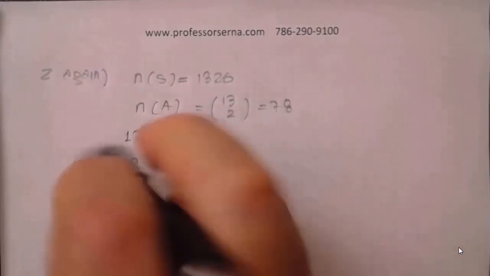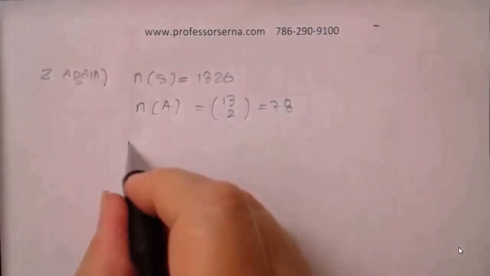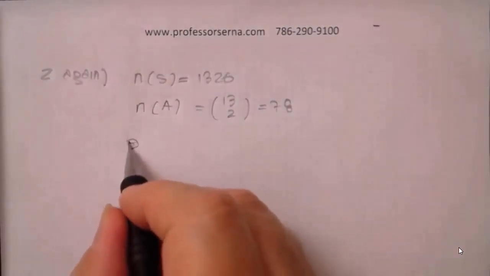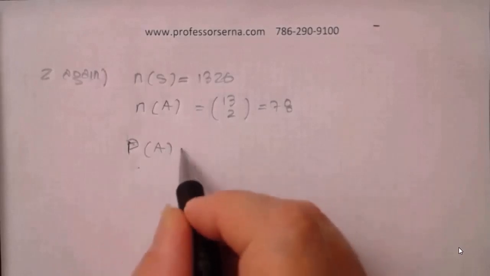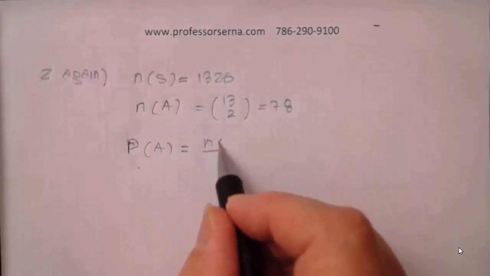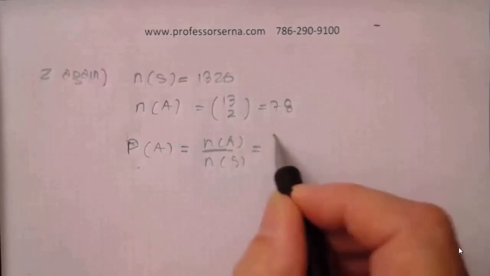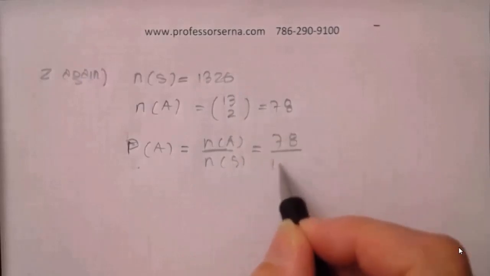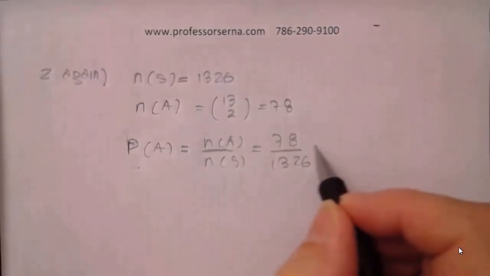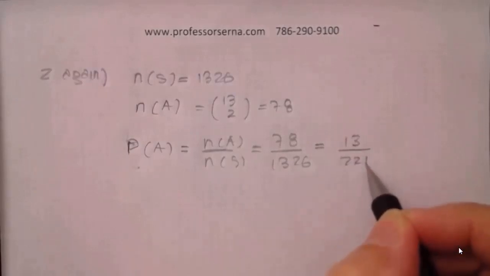So what is the probability of A? The probability of getting a pair would be the number of elements in A divided by the number of elements in the sample space, and that is 78 divided by 1,326. And that gives you again 13 over 221. When you simplify this fraction, you're going to get this same number.